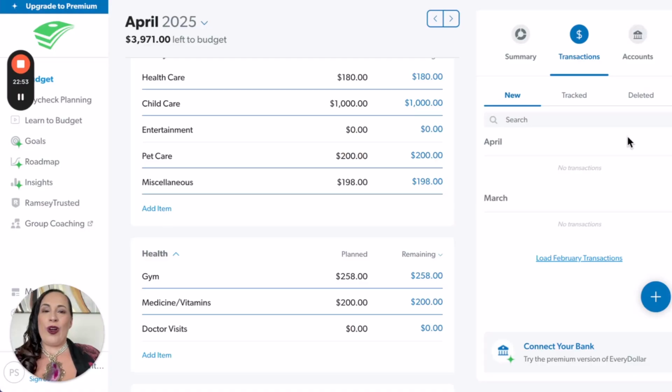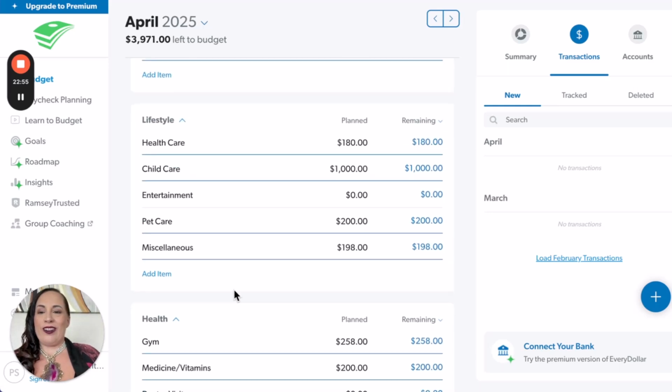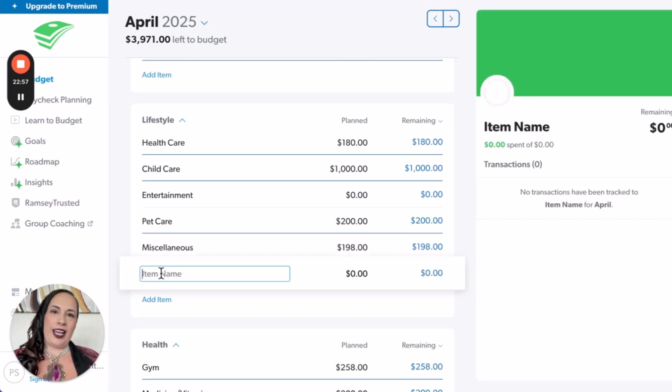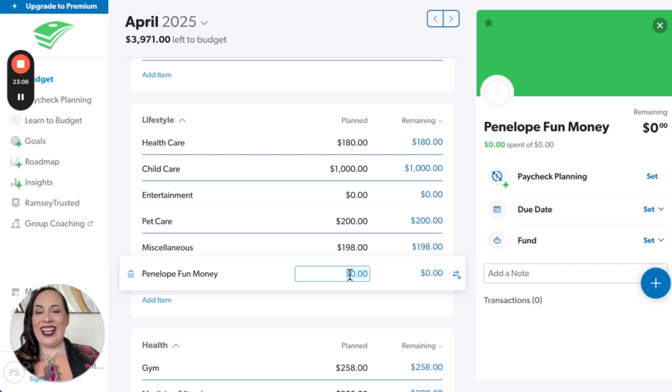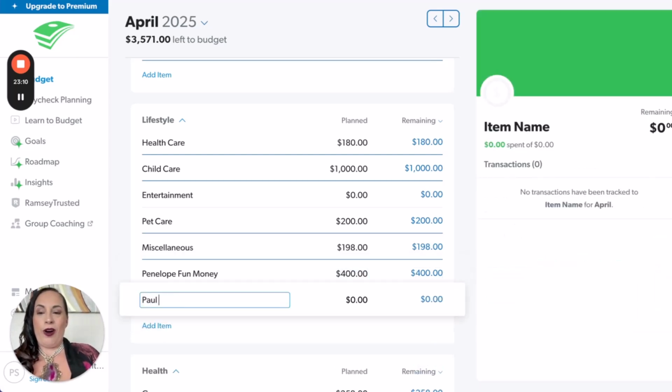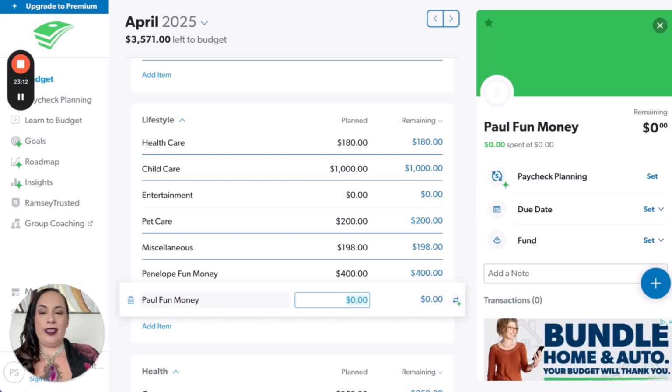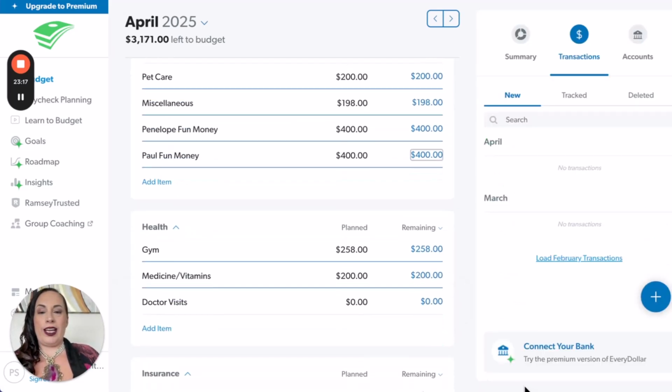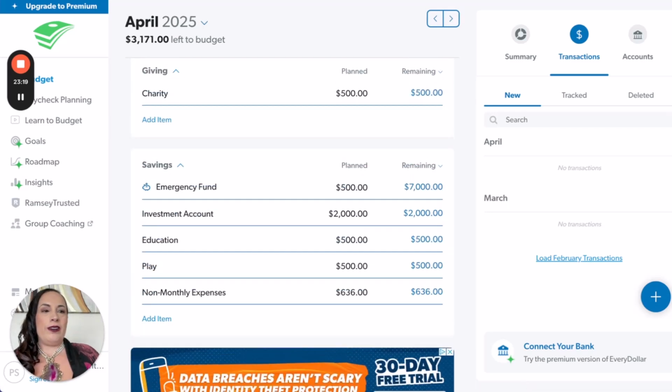So I highly recommend having a category like that for each person, and I'll show you how to set it up in EveryDollar. So how you set up those separate accounts is under lifestyle or separate categories. I might put Penelope Fun Money, and this is why I had money left over to budget. That's why, because I didn't have these categories in. And then Paul Fun Money, we could put it in like that. And then as long as we have money left in that category, we are all good to go.